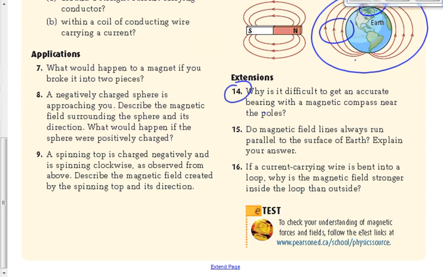If a current carrying wire is bent into a loop, why is the magnetic field stronger inside the loop than outside the loop? So what we're saying is, look, I'm going to draw. We don't necessarily have to have that piece of steel or iron inside this, but we're going to draw it because it makes it a little bit easier to see the loop. Remember, we don't have to have it inside. Why is the magnetic field stronger inside that loop, or where that piece of steel would be, rather than outside the loop, right over here?